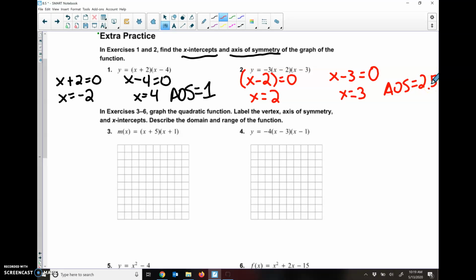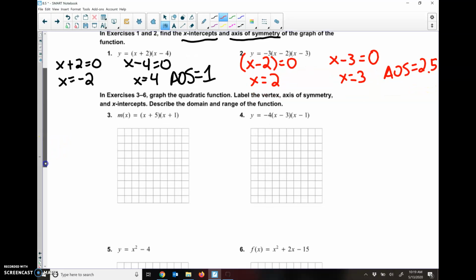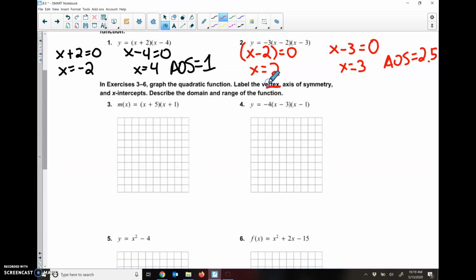All right, kind of the same thing on 3 and 4 here. It's asking for a little more. It asks for the vertex now, and then it asks for the domain and the range. So same thing here if I'm looking for my intercepts. So x plus 5 equals 0, x plus 1 equals 0. That means my intercepts are going to be negative 5 and negative 1. So negative 5 plus 5 is 0. Negative 1 plus 1 is 0. So I have negative 5 and negative 1.